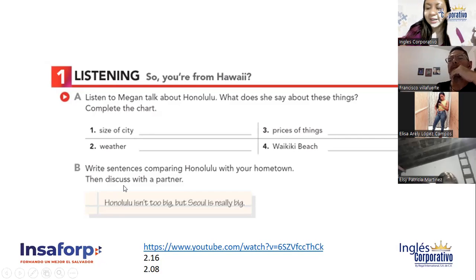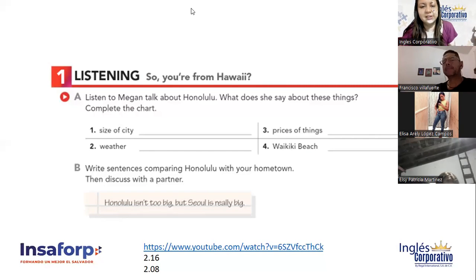Okay. Now, guys, in exercise B, you have to write sentences comparing Honolulu with your hometown. For example, Honolulu isn't too big, but Seoul is really big. Instead of Seoul, you would write San Salvador, Santa Tecla, Santa Ana, Cincinnati, your city, okay? You can share your cities via chat, or you can open your microphone and share. Okay, about the size of the city, the weather, prices of things, and any other attraction that your city has.